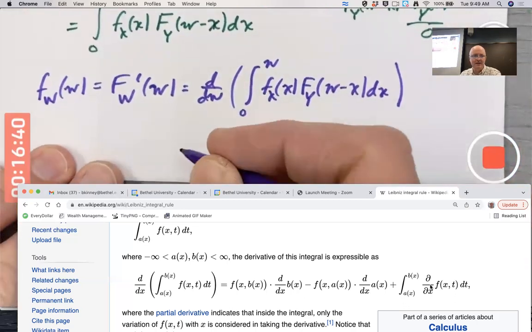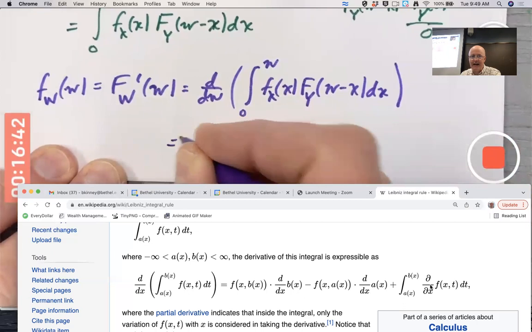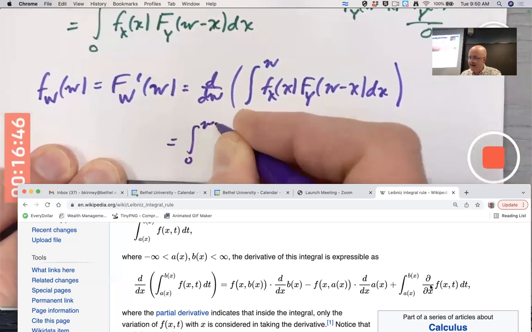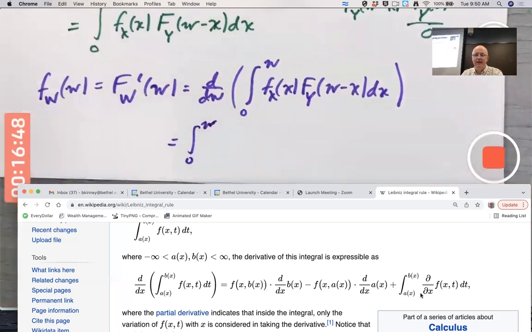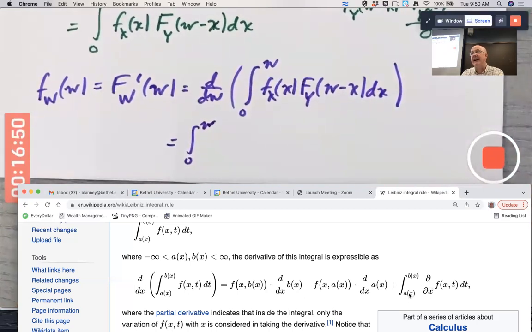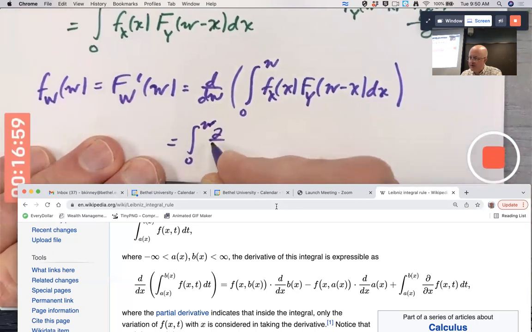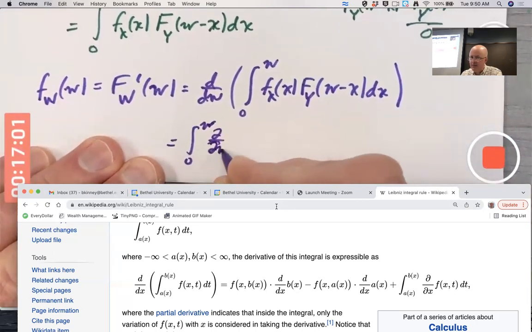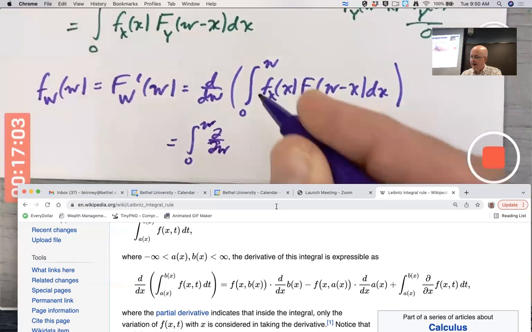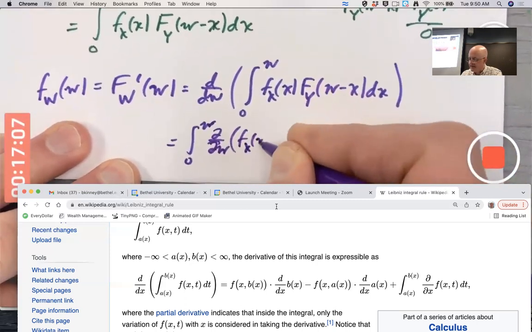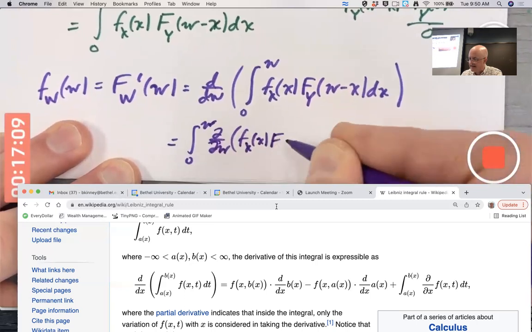Leibniz's integral rule says the answer is going to be the integral from 0 to W, because for us, the A of X is really an A of W, which is 0, and the B of X is really a B of W, which is just W, times the derivative with respect to not X, but W of this thing. It's a partial derivative symbol because there's two variables in here, an X and a W.